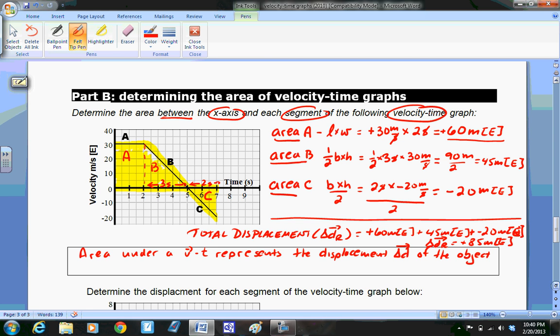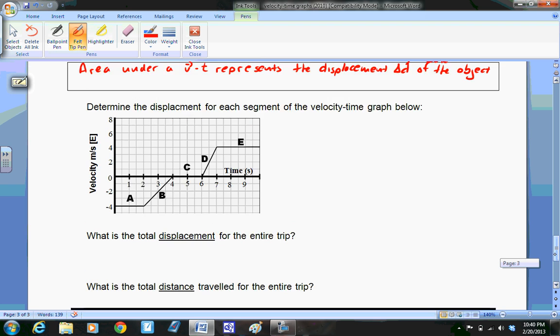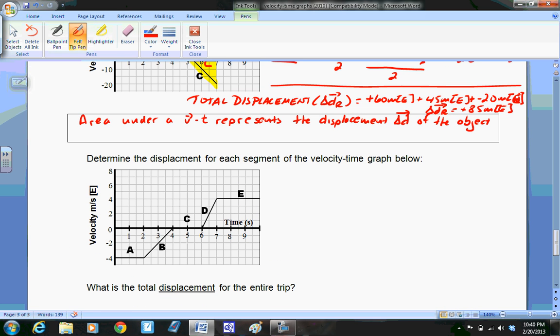So let's look at another example here. It's very similar to the first. Again, we want to find the resultant, or the overall displacement for this particular object. So just like before, I suggest that you highlight the x-axis, highlight the graph itself, and then find the area in between the two. If you use this technique, chances are you'll get the right answer. You won't mess up with the area.